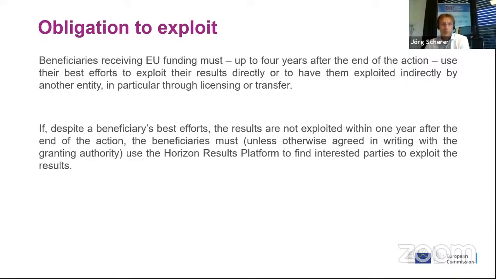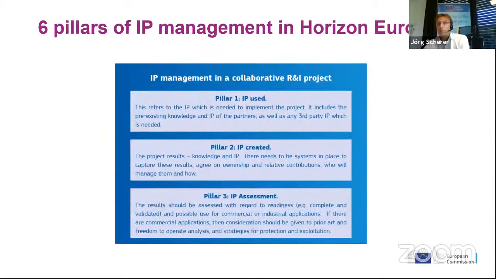There is the obligation to exploit, and so you have to demonstrate that you put best efforts in exploitation activities up to 4 years after the project's end. And just to summarize here, what are the main, let's say, the 6 pillars of IP management in any collaborative Horizon project? First of all, to think about what is the IP used, the IP brought into the collaboration, so the background, and that there is no infringement of IP rights from third parties outside the project.